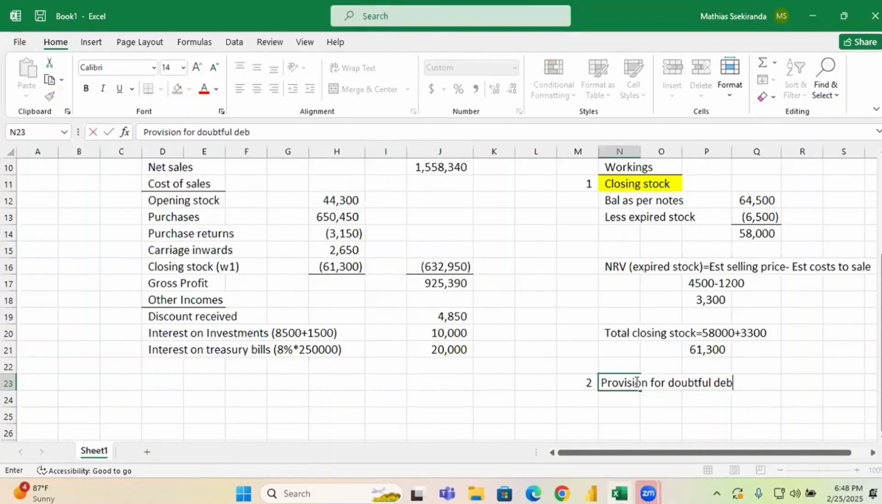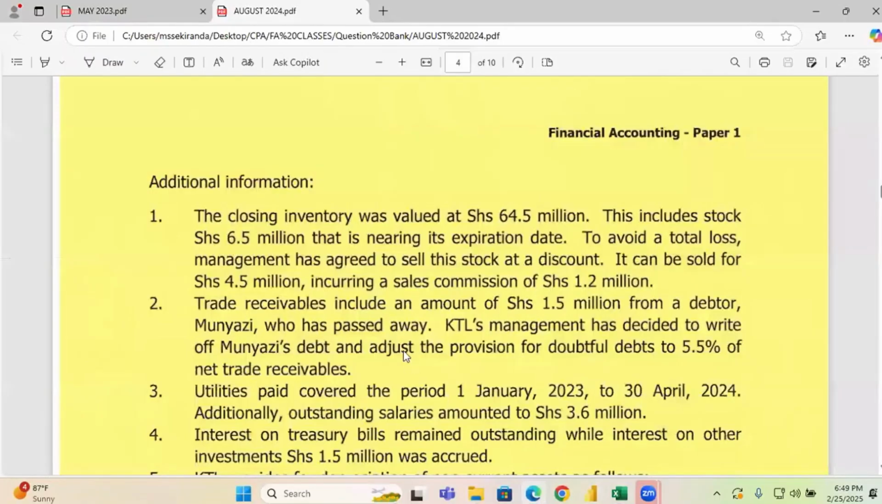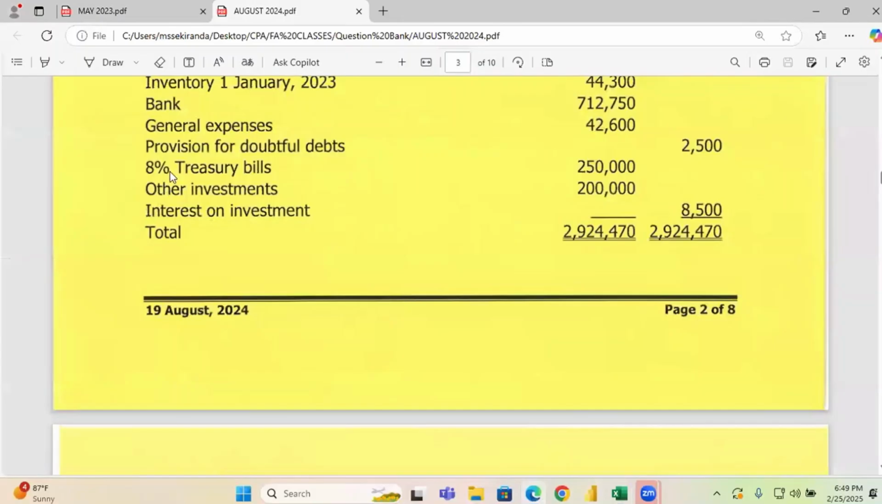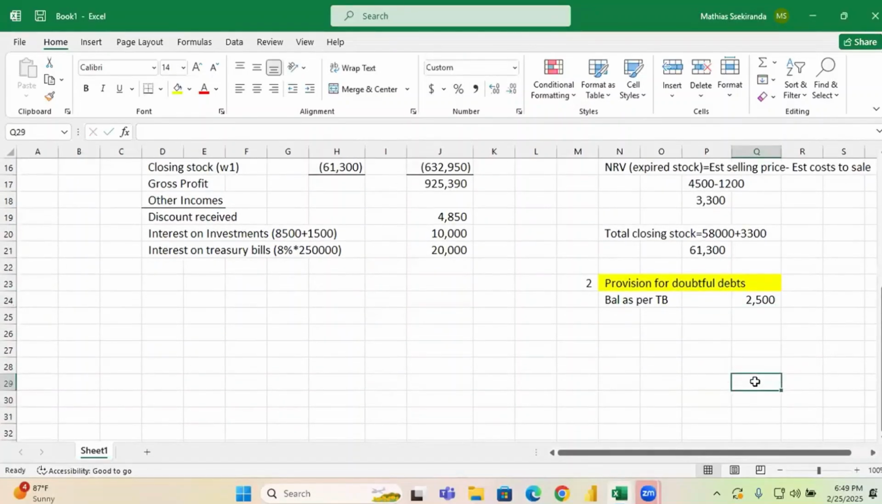Provision for doubtful debts as our second working. So balance as per trial balance. The examiner gave us a balance as per trial balance of the provision for doubtful debts of 2,500. So balance as per trial balance is 2,500.